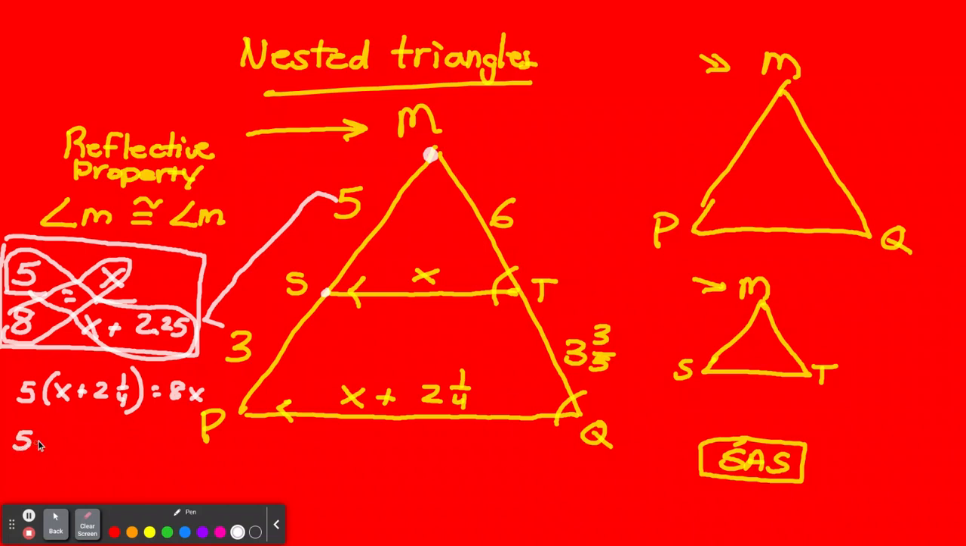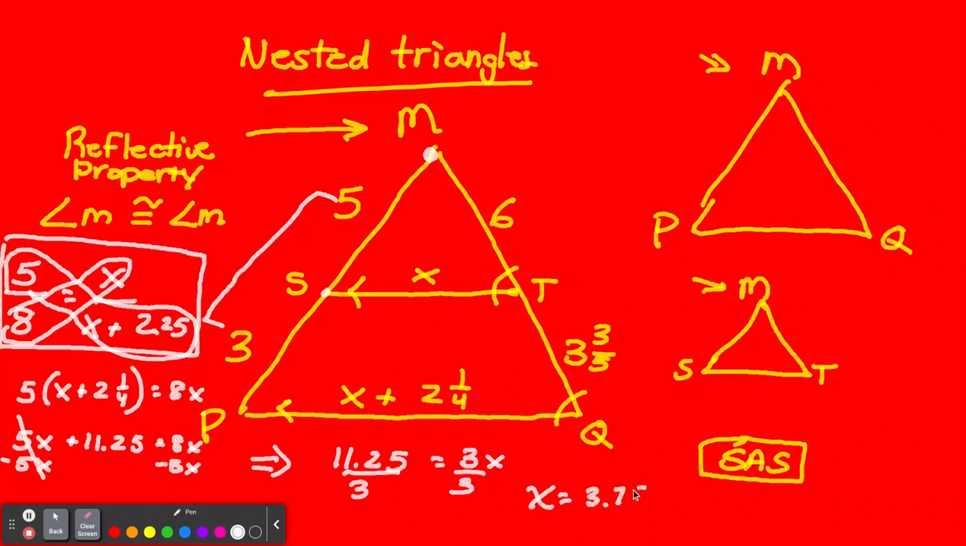So here we'll just distribute: 5x plus 11.25 equals 8x. I'm going to subtract the 5x on both sides. Just doing a little algebra now. They'll cross out. Put a little arrow here to continue it. And then we're going to have 11.25 equals 3x. 8x minus 5x is 3x. Dividing out the 3, because we want x by itself, and we know x is going to be 3.75. All right.